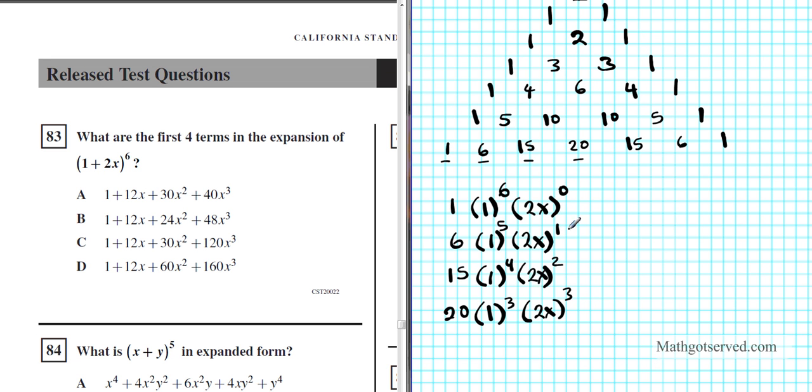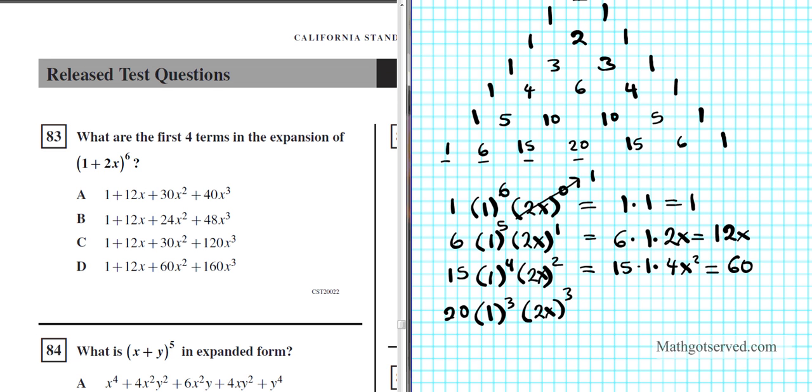So for the first one, 2x to the 0 is just 1. So we're going to have 1 times 1 to the 6th, which is 1. 1 times 1 equals 1. Next row, we're going to have 6 times 1 to the 5th is 1, times 2x, which is 12x. And then the next one, 15 times 1 times 2 squared, which is 4, x squared. 15 times 4 is 60x squared.